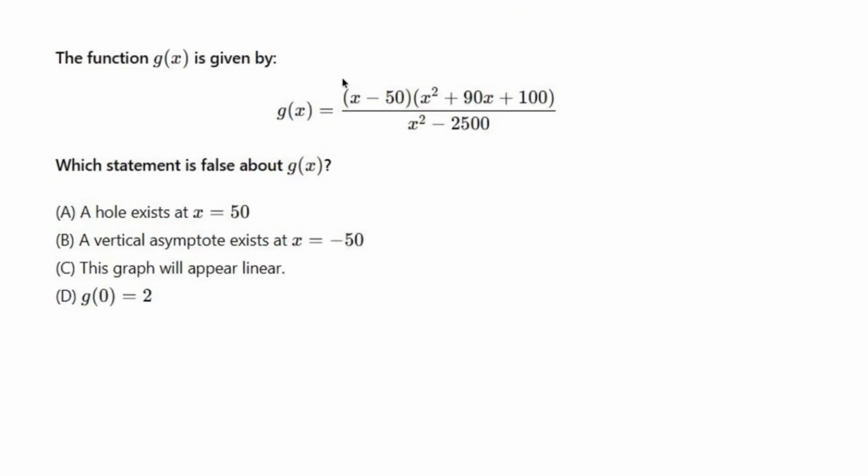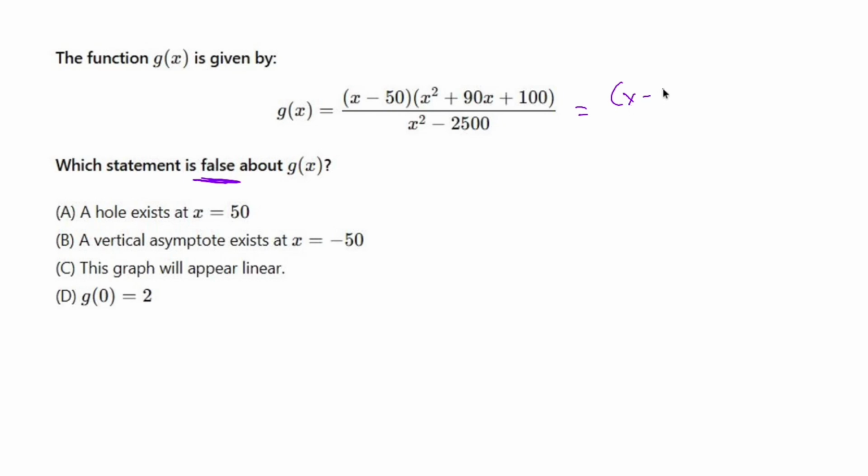The function g of x is given by g of x equals x minus 50 times the quantity x squared plus 90x plus 100 all over x squared minus 250. Which statement is false about g of x? So you want the lie. So let's see what we can do. Let's factor all this out.